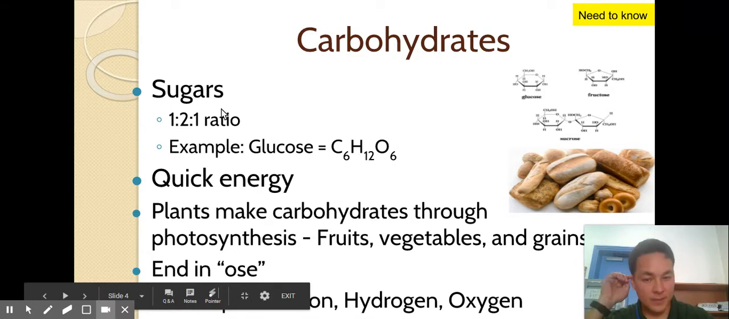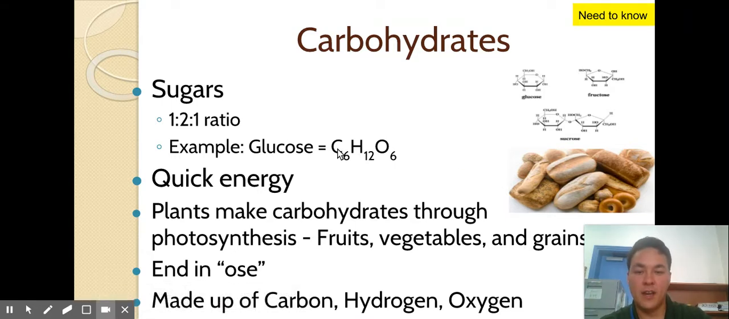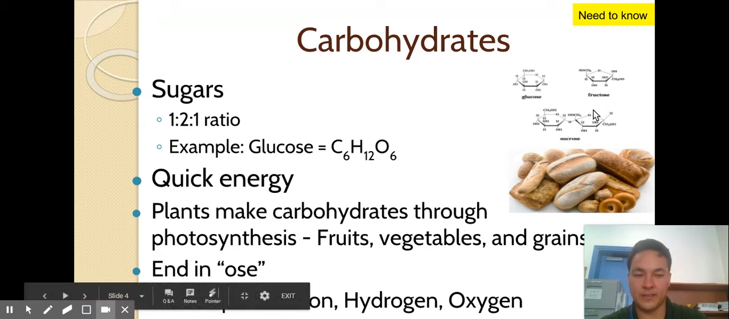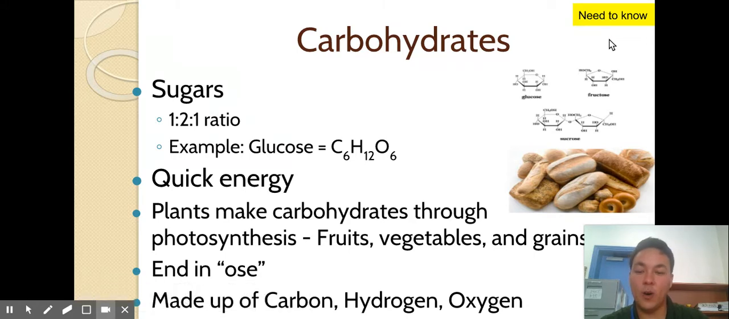Okay, carbohydrates. So we went over a 1 to 2 to 1 ratio. For every 1 carbon, there are going to be 2 hydrogens and 1 oxygen. This holds for the monomers. Once you get up to the polymer level, it's going to be a little different because they did dehydration synthesis. But you should know for your monomers, like glucose, 1 to 2 to 1. In water, they take on this ring-shaped structure here. They provide quick energy. They're made through photosynthesis, and they usually end in OSE. So that's just kind of a trick. If you see OSE, you know it's a carbohydrate.